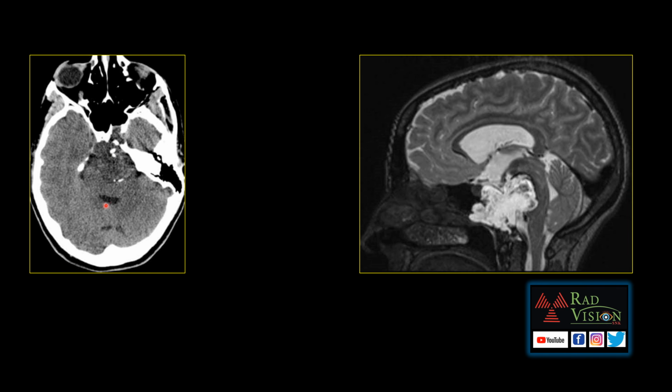Next case, you can see there is a hypodense lesion with multiple calcifications noted in the clival region, which is even extending into the prepontine cistern. There is even destruction of the clivus. Here on the sagittal T2 weighted images, you can see a clearly lobulated hyperintense lesion in the clival region with destruction, also extending into the prepontine space with indentation noted over the pons.